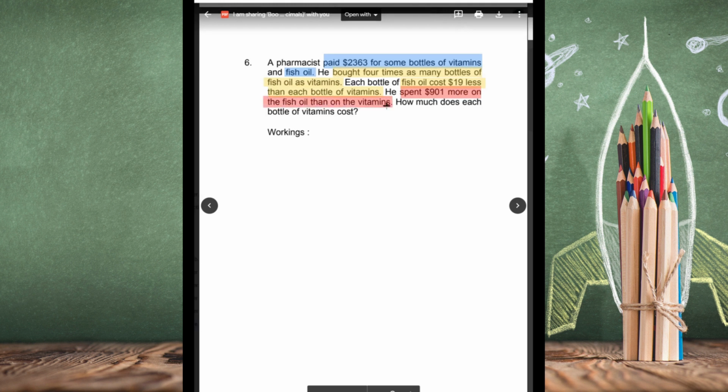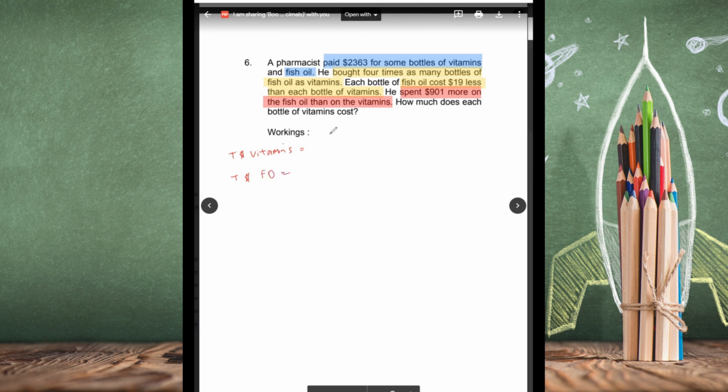So for a question like this, we have 2 differences highlighted in yellow, and we know the total highlighted in blue, and we also know that the difference in the amount spent on the fish oil and the vitamins is 901. The first step is to find the total amount of money spent on each item. I will find the vitamins first, followed by the total dollars spent on the fish oil.